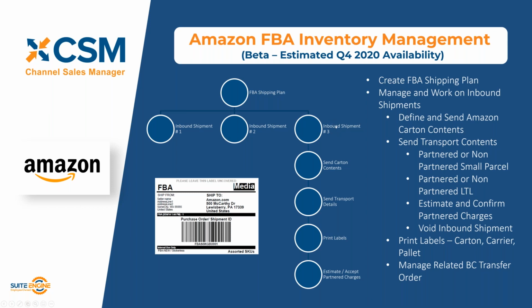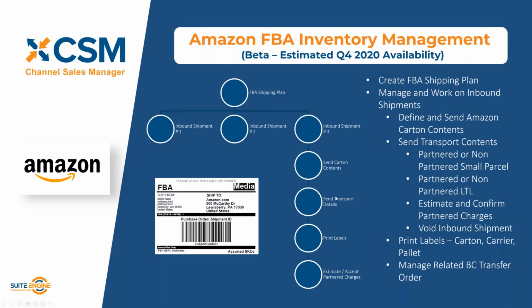Once you have an active inbound shipment, then you need to follow a workflow with Amazon where, first of all, you need to tell them what product is in what carton and then be able to print a label that identifies that carton so that they know what's inside that box once they receive it.